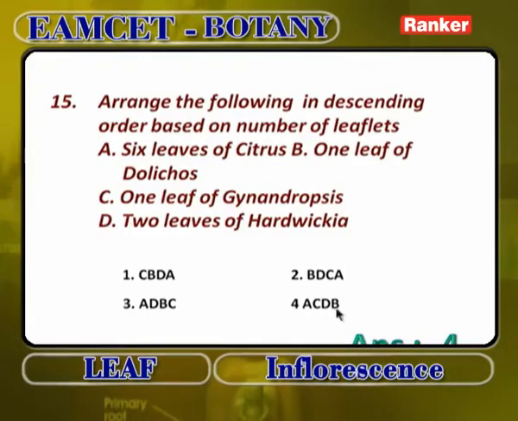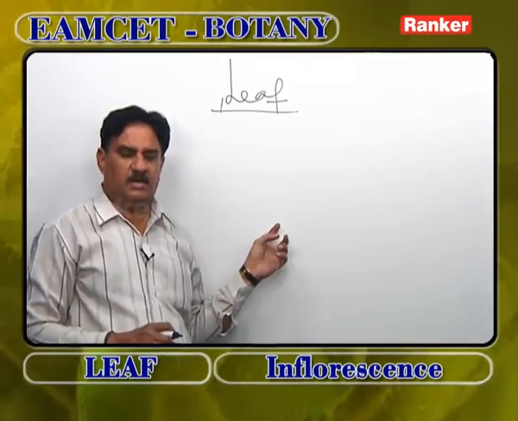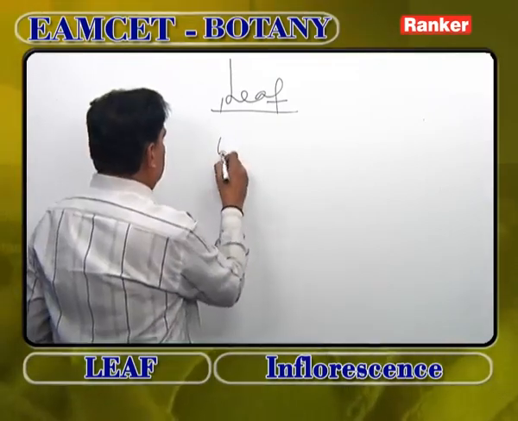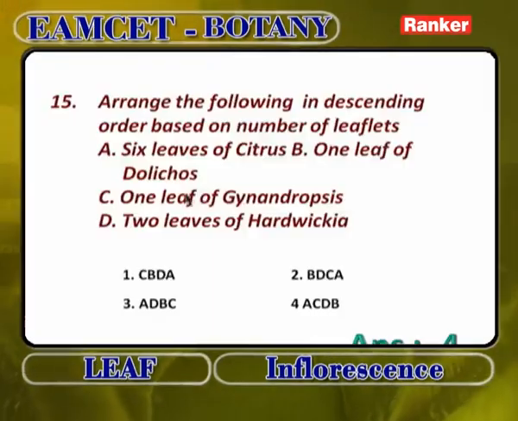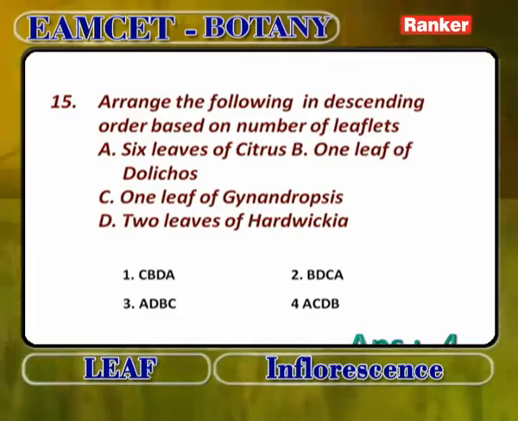A, C, D, B. Why? Because 6 leaves of citrus means 6. 1 leaf of Gynandropsis means 5. So 6 leaves of citrus is 6, and 1 leaf of Gynandropsis is 5. Why? Because in Gynandropsis, pentafoliately compound leaves are present.